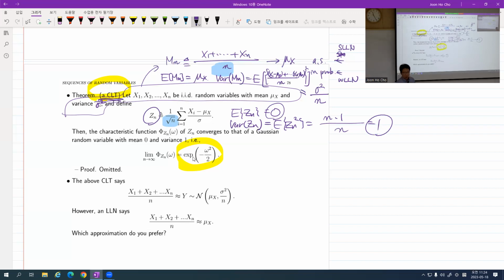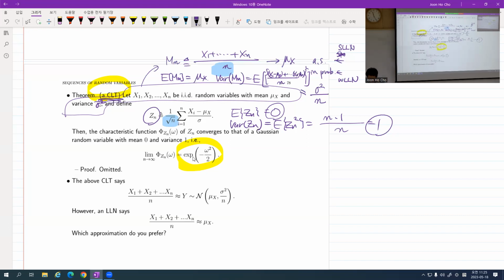Got it? So in the central limit theorem you are given IID random variables x sub i. What you do is subtract the mean and divide by the standard deviation, then sum up n terms and divide by square root of n. And then this sequence converges to a standard Gaussian. The proof just shows that the sequence of characteristic functions converges to the characteristic function of the standard Gaussian.